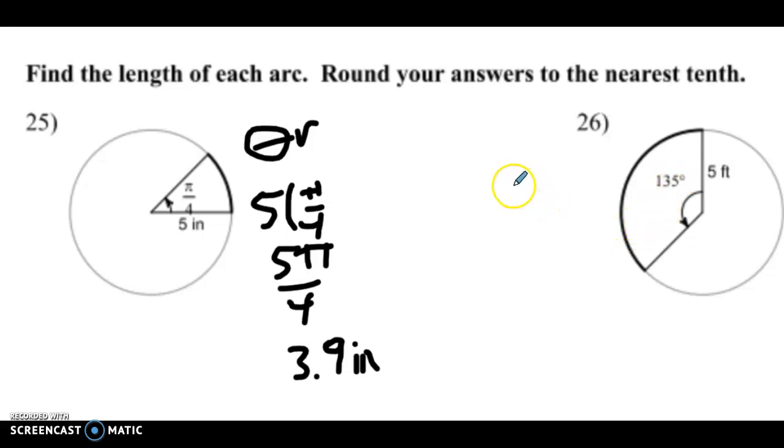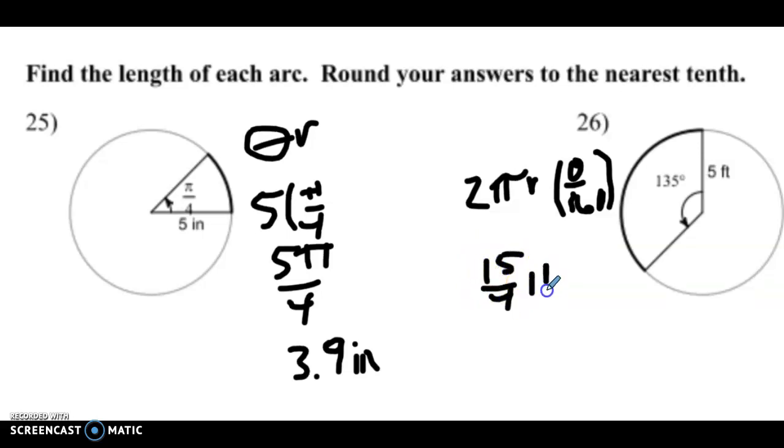When you're given degrees, then the arc length formula is 2 pi r times that portion, so the degree over 360. Which, when you multiply 135 times 2 times 5, you get 15/4 pi. Or if you change that to a decimal, it's 11.8 feet.